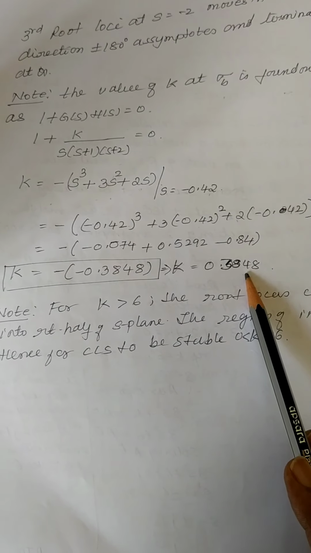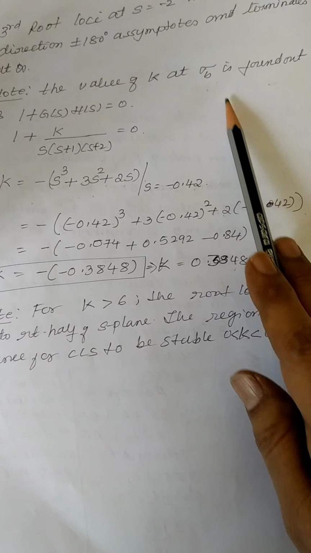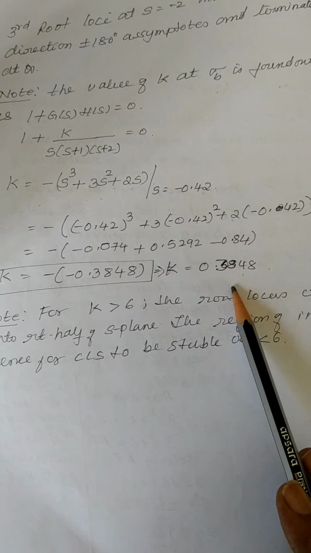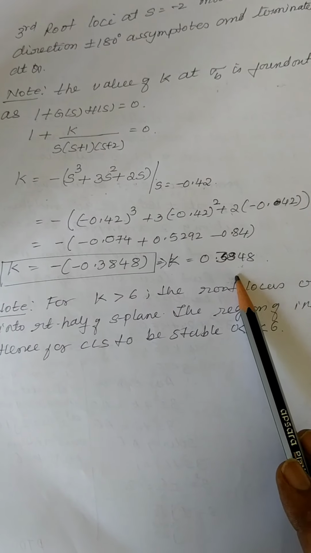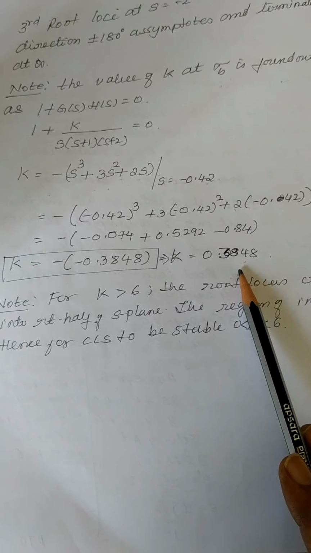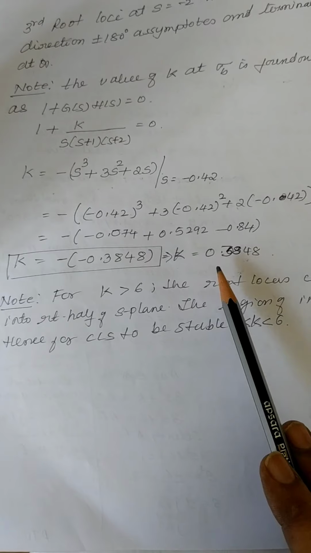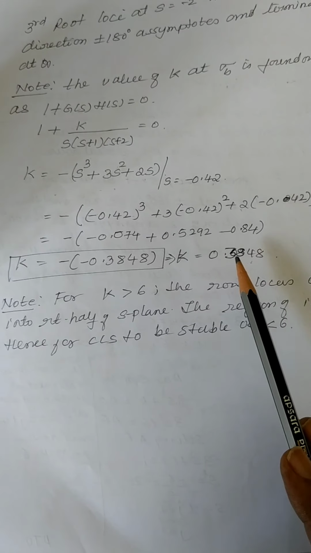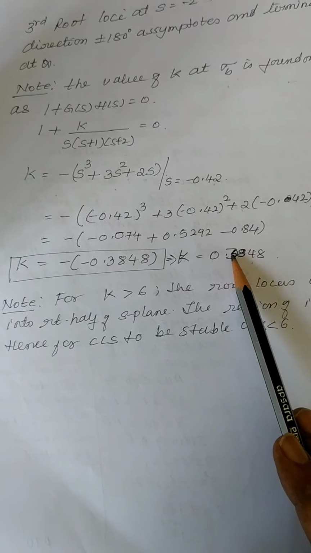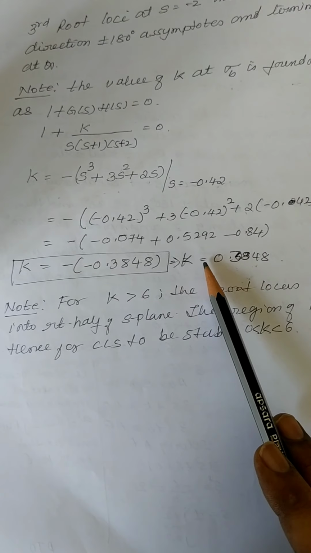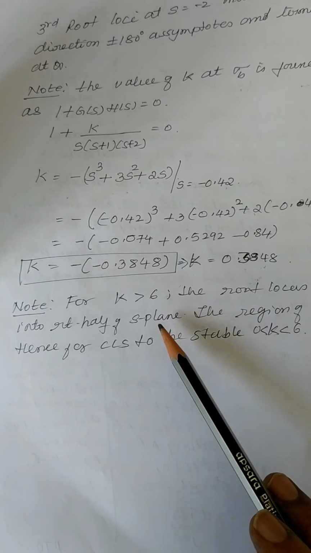This is the value of K at the breakaway point. At this point, this is the value of K. You can also obtain this value of K by using a formula. What is the formula? K is equal to the product of the vectors drawn from the poles to this point, divided by the product of the vectors drawn from the zeros to this point. That formula also can be used. So this is one application: how to find the value of K at the breakaway point. Some other point also you can find out.